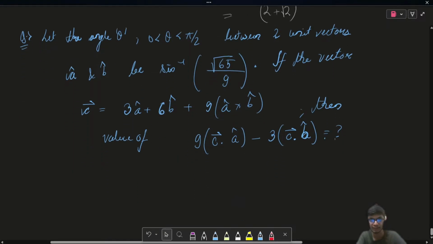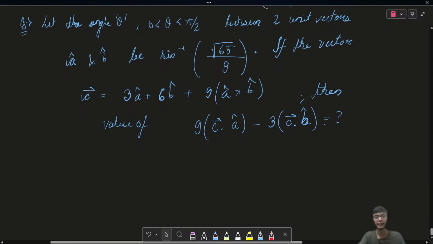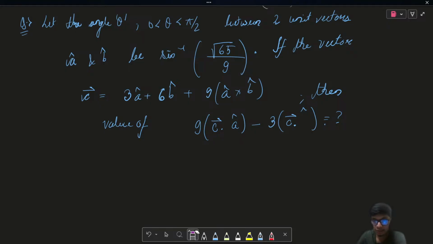These kinds of questions are basically questions where a random vector or any variable vector is defined by some vector equation of these two unit vectors, a vector and b vector, right? So please try to evaluate this particular expression so that you're able to understand these kinds of questions.